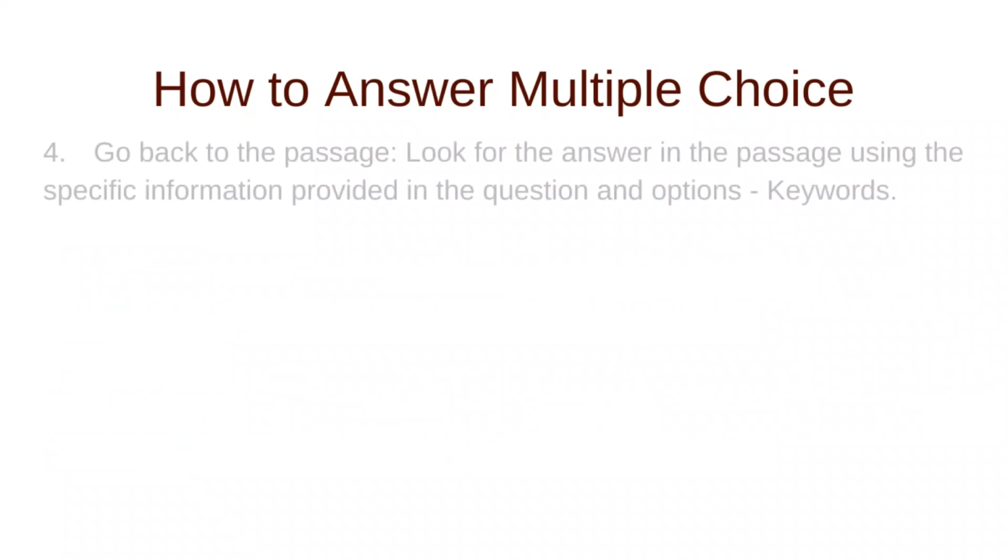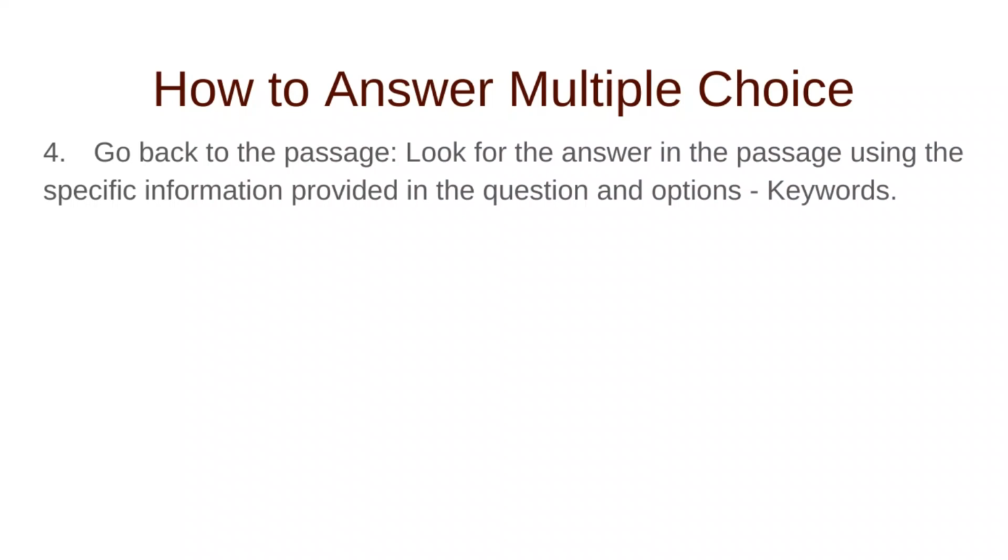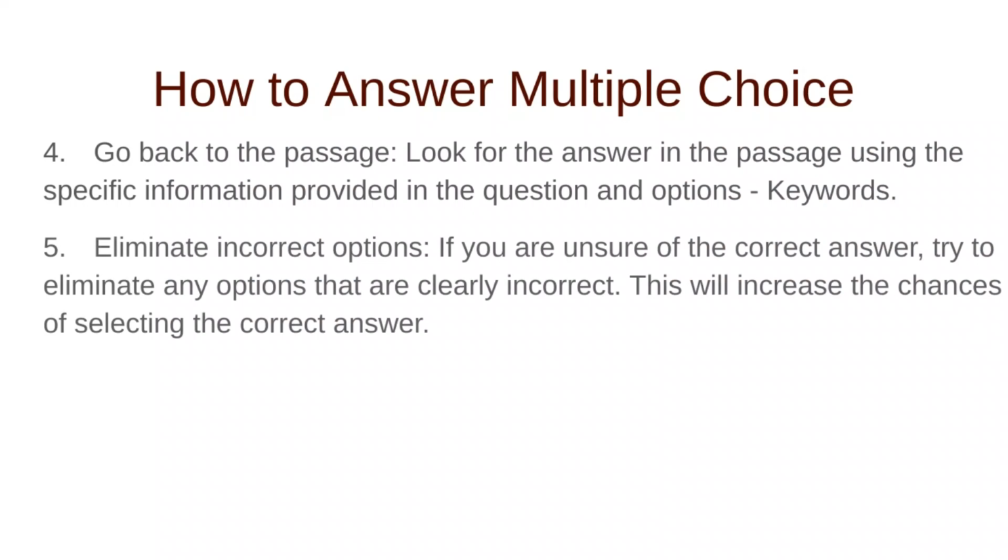Number 4. Go back to the passage. Look for the answer in the passage using the specific information provided in the question and options. In other words, the keywords you have identified from the question we're looking for in the passage. Number 5, eliminate incorrect options. If you are unsure of the correct answer, try to eliminate any options that are clearly or obviously incorrect. This will increase the chances of selecting the correct answer.